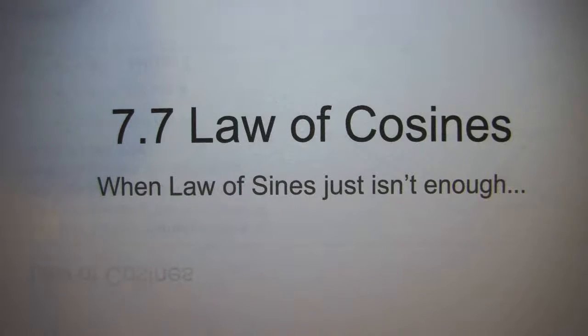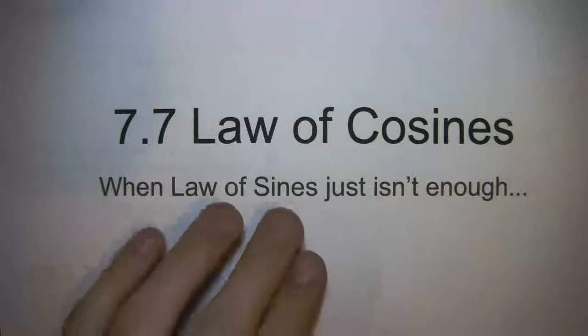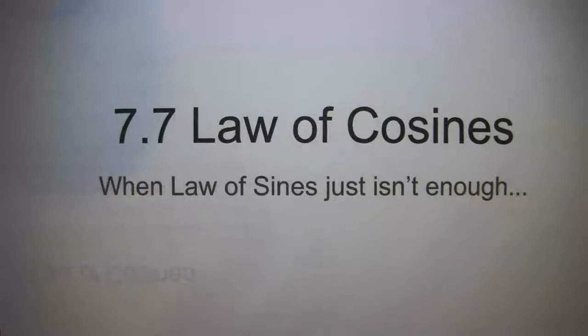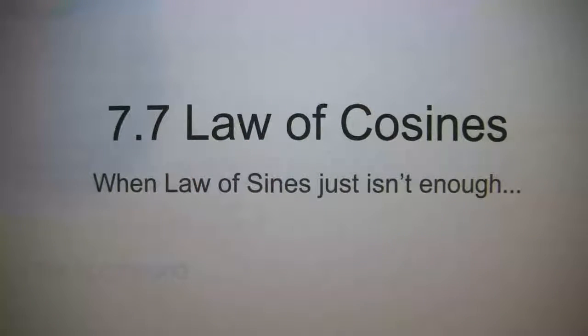This is our last section for Chapter 7, Law of Cosines. We saw that we could use law of sines to help us solve triangles that were not right, so those non-right triangles. However, we saw that the law of sines only worked in certain cases. When that fails you, then your next line of defense is the law of cosines. So we're going to talk about that today, see how it works.